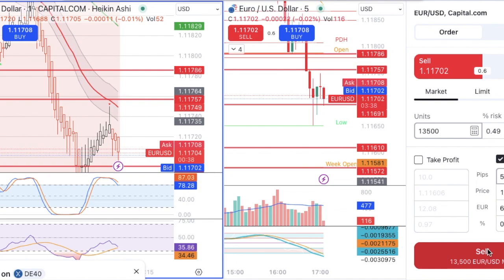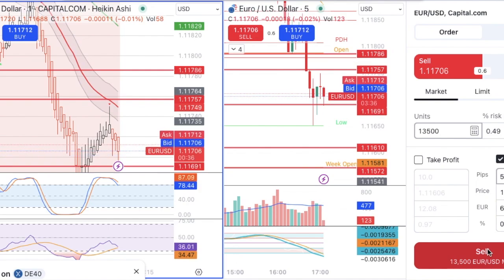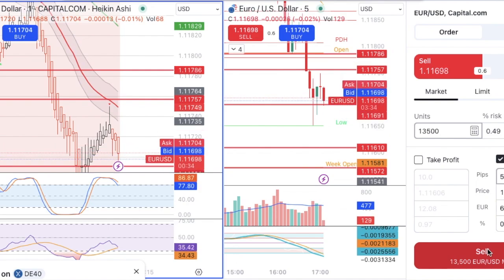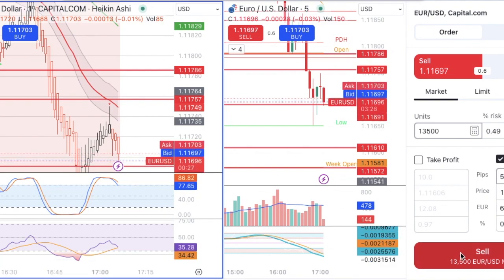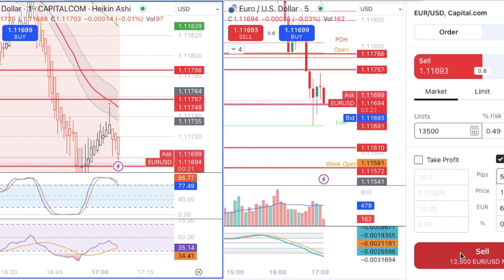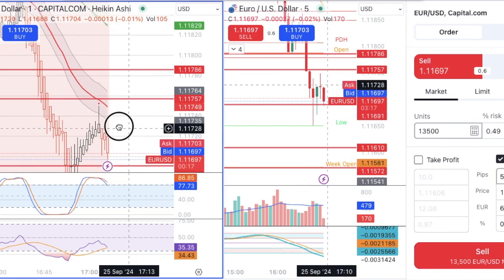Okay, let's have a look how it goes. So, still waiting for the price to just cross down beyond that red line. And yeah, it's a bit of patience we need here. You can see it's getting pretty close now.